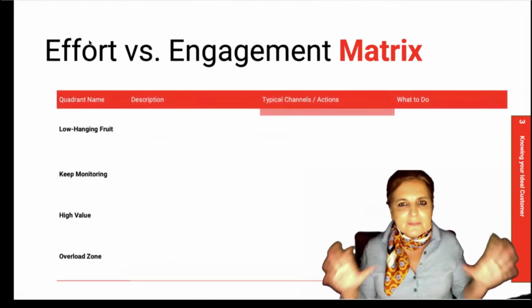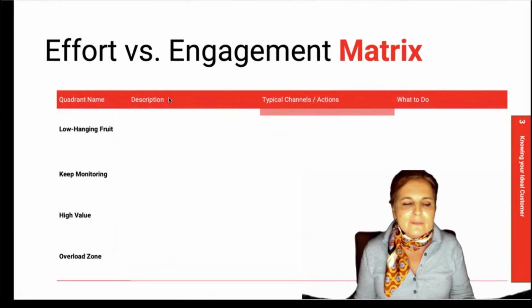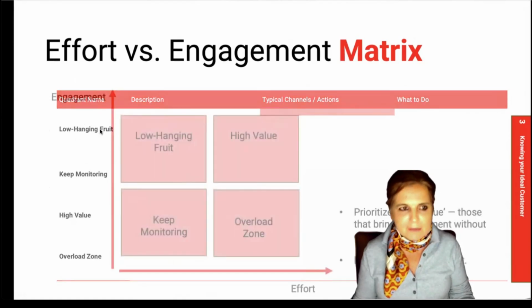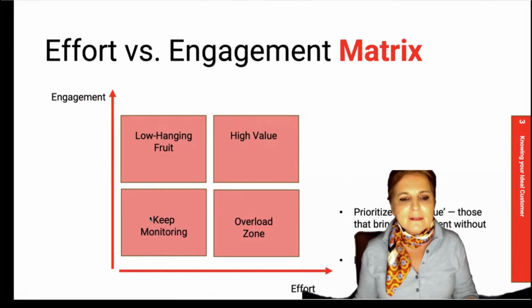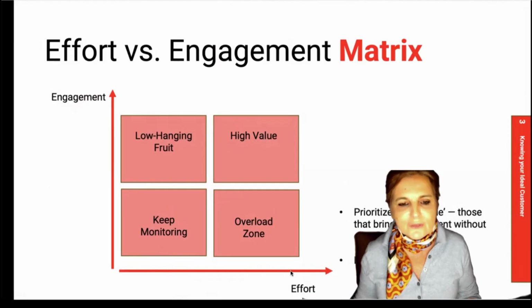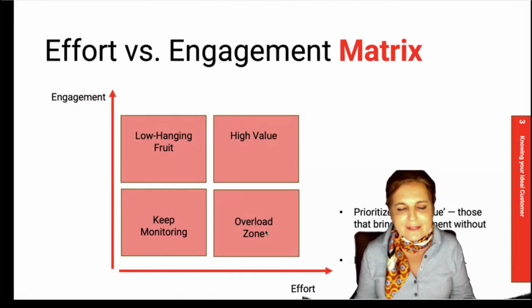Okay. Another way to describe this matrix, or really describe it in a little greater detail and see what typical channels and actions are appropriate for each and what to do, would be something like this. So on the quadrant name you have, if you remember, low hanging is the most important one, right? High engagement and low effort. You have high value, overload zone, and keep monitoring. This is the least interesting of all because it is high effort and low engagement. So this is the most interesting, and this is the less interesting that you would drop or automate.